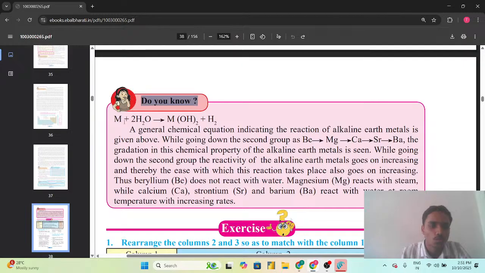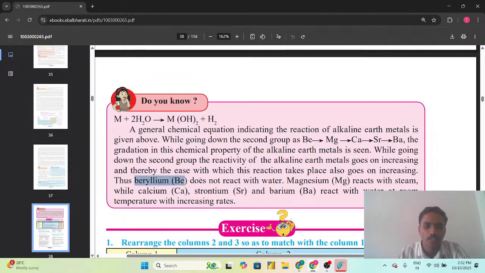So we have this reaction: M plus 2H2O gives M(OH)2 plus H2. What is this reaction about? A general chemical equation indicating the reaction of alkaline earth metals is given above. While going down the second group, that is beryllium, magnesium, calcium, strontium, barium, a gradation in this chemical property of the alkaline earth metals is seen. While going down the second group, the reactivity of the alkaline earth metal goes on increasing, and thereby the ease with which this reaction takes place also goes on increasing.